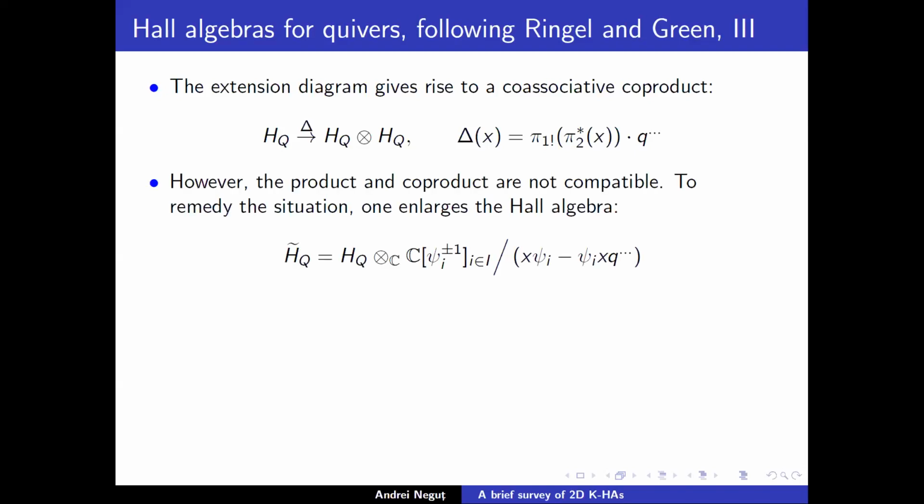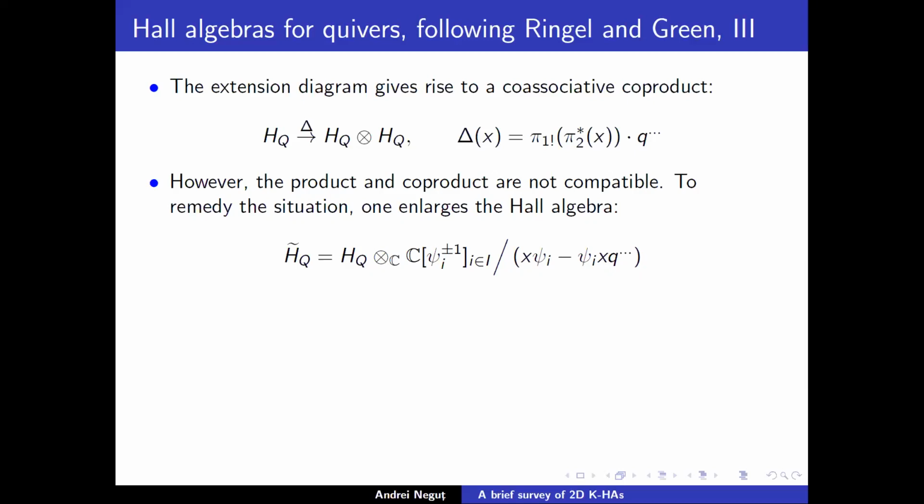But the problem is that the product defined on the previous slide and this coproduct are not compatible, meaning the coproduct is not an algebra homomorphism. And to have a bialgebra, you would want some compatibility between the product and the coproduct, which just does not happen here. So to remedy the situation, what one does, and this I think goes back to Green, maybe for many decades. So the construction is very nice.